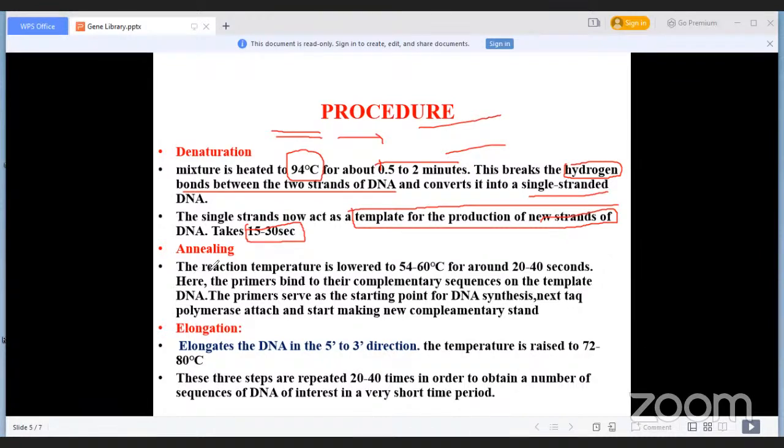In the annealing stage, the reaction temperature is lowered, first 94, then down to 54 to 60 degrees centigrade, for around 20 to 40 seconds. Now in this annealing, primers are added. What is the function of primers?